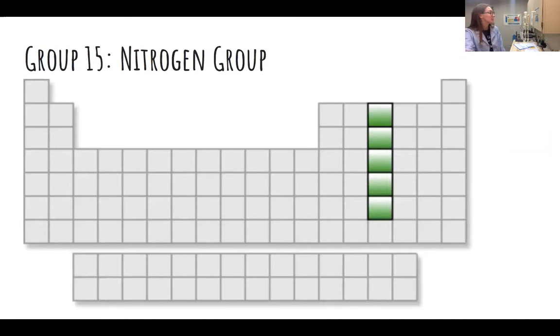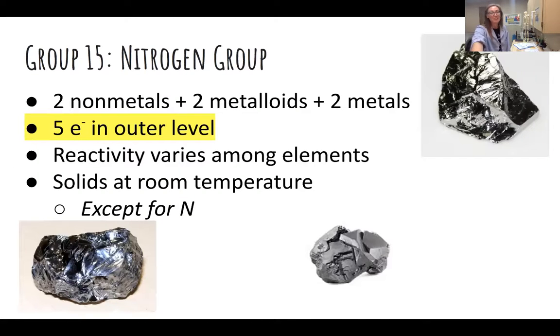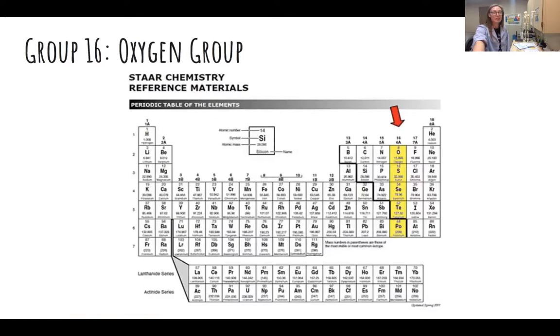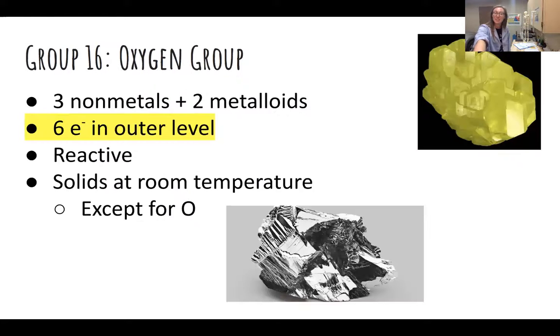Nitrogen group is group 15. It's got nitrogen at the top. This is kind of like the boron group. We don't really care a whole lot about it, except for it has 5 electrons in that outer shell. Moving right along, same story here with oxygen. Oxygen is group 16. It's between nitrogen and fluorine. And they have 6 electrons in their outer level. Have we started to see a pattern yet? Group 14 has 4 electrons in their outer level. Group 15 has 5 electrons in their outer level. Group 16 has 6 electrons in their outer level.